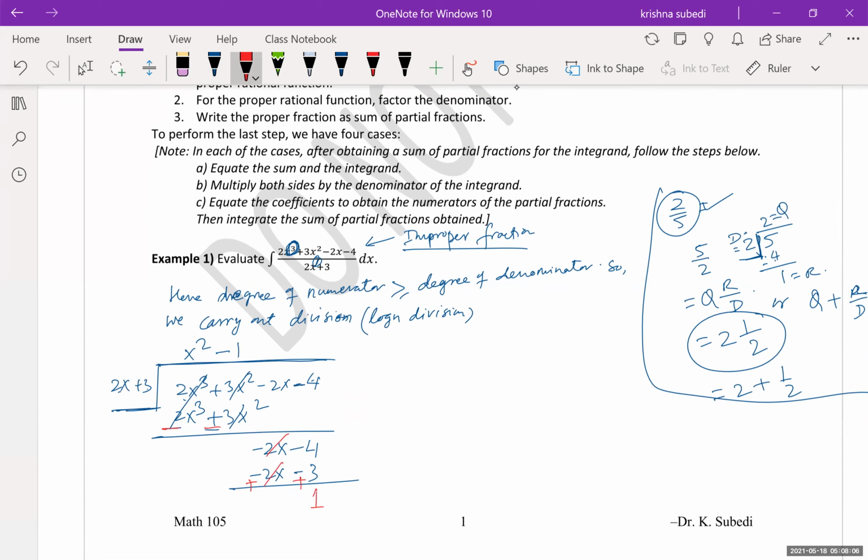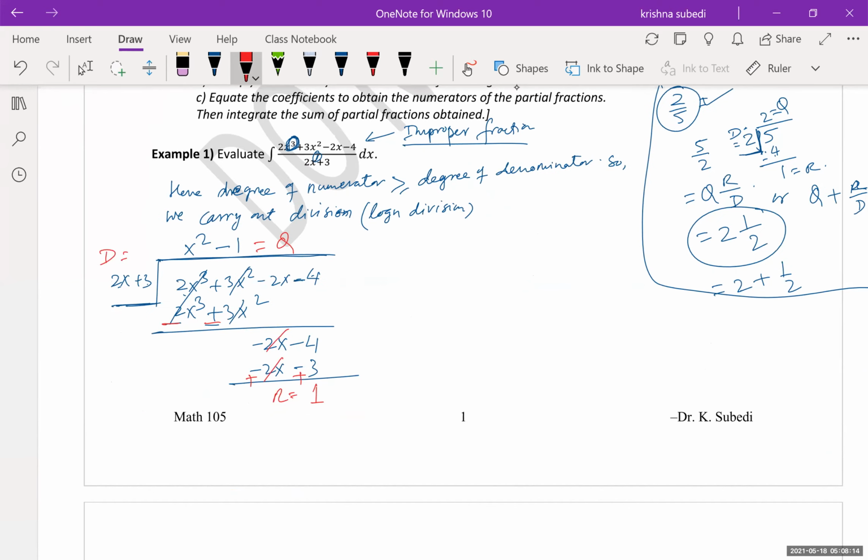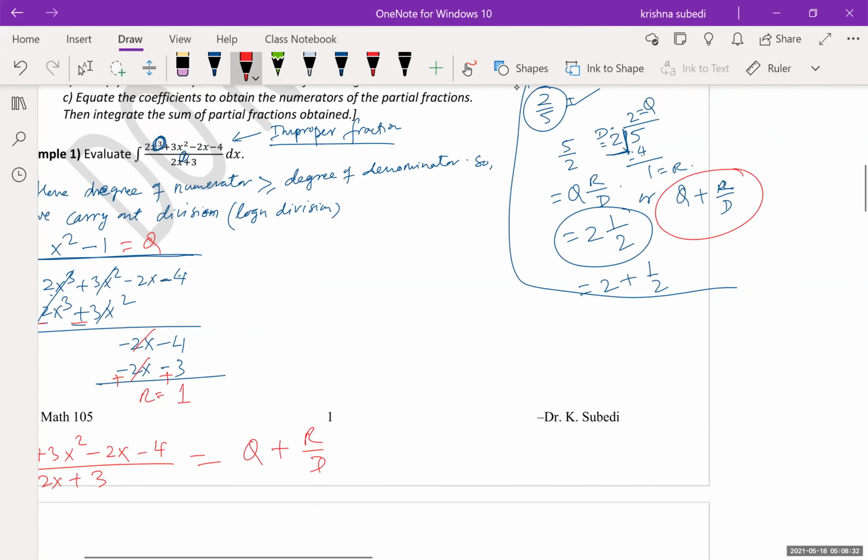Here the remainder is 1. So this is your quotient, this is your divisor, and this is your remainder. Now remember that 2x cubed plus 3x squared minus 2x minus 4 divided by 2x plus 3 can be written as q plus r over d, just like that. So q is x squared minus 1 plus r is 1 divided by 2x plus 3.